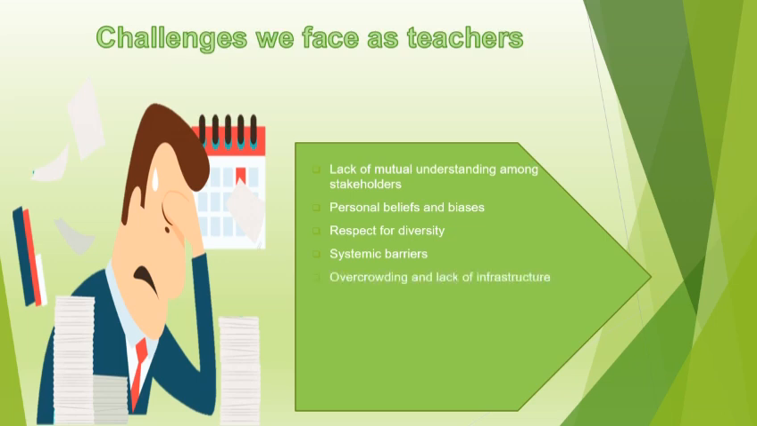Overcrowding and lack of infrastructure. Overcrowding is the biggest concern in public schools. The lack of infrastructure, such as classes, contributes to overcrowding. It is difficult to focus on all learners, especially those with learning impairments, in a class with 50 plus learners.